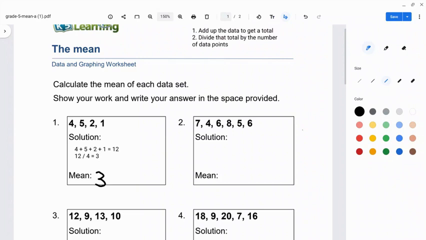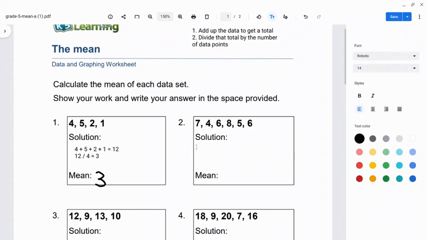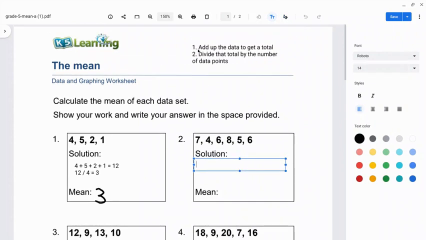All right, I'll show you one more. Let's do number 2. So I'm going to go back up and remind myself. First, I'm going to add up the data to get a total, and then I'm going to divide that total by the number of data points. So here I'm going to do 7 plus 4 plus 6. I do want to see this math work on your page. So if you do make a mistake, we can kind of circle it and figure out where you went wrong. It helps you to learn.